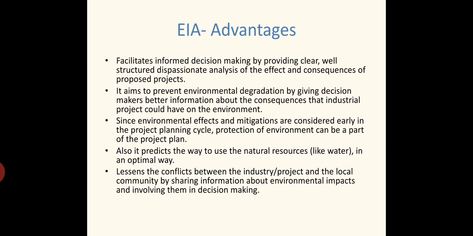EIA facilitates informed decision making by providing clear, well structured, dispassionate analysis of the effects and consequences of proposed projects. It aims to prevent environmental degradation by giving decision makers better information about the consequences that industrial projects could have on the environment. Since environmental effects and mitigations are considered early in the project planning cycle, protection of the environment can be a part of the project plan. Also, it predicts the way to use natural resources like water in the optimal way.